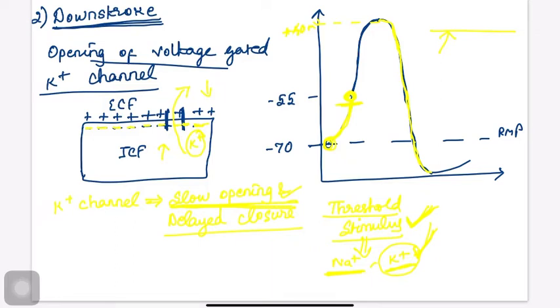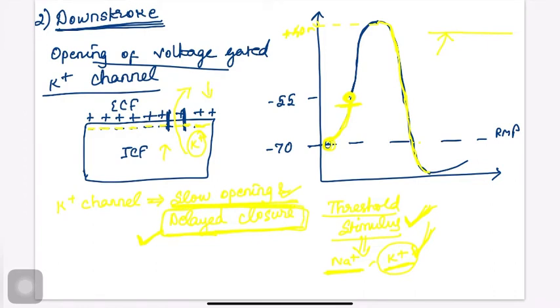Why does the membrane potential go more negative, below the resting membrane potential? Potassium channels are characterized by delayed closure. They won't close as soon as the membrane potential reaches the resting membrane potential. They start to close only when the membrane potential becomes more negative than the resting membrane potential. This is the reason the downstroke extends beyond the resting membrane potential. So once again, a summary of the downstroke: it will start at a potential of plus 40 millivolt.